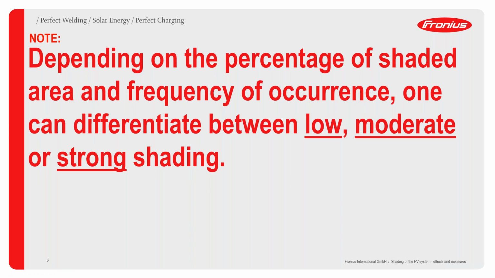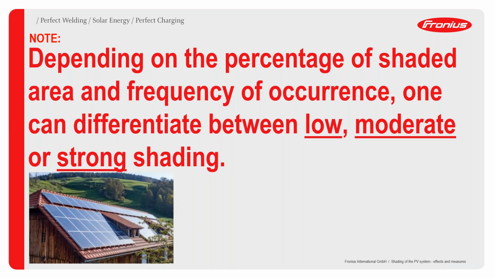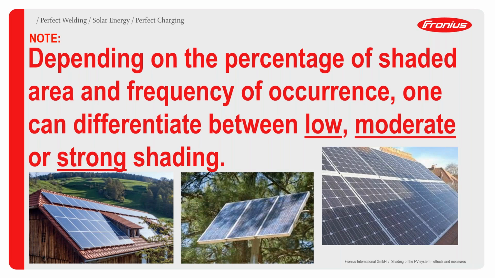Depending on the percentage of the shaded area and the frequency of occurrence, that gives us the yardstick to differentiate between low, moderate, and strong shading. As you can see from the references below, we have an example of low shading, moderate shading, and then strong shading. The most important thing here is to ensure that during installation, we do our findings and try as much as possible to avoid it in the first place.